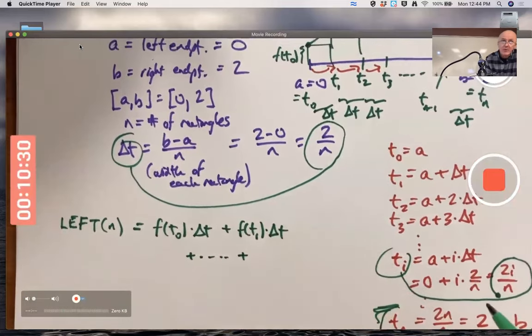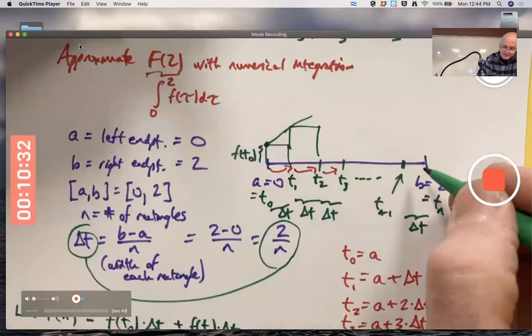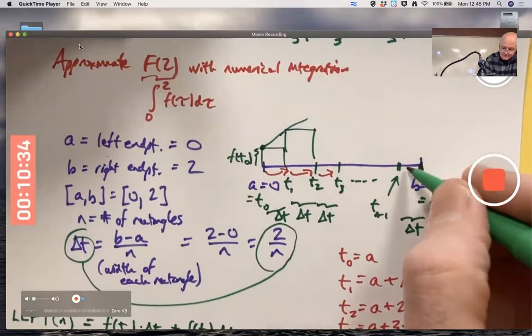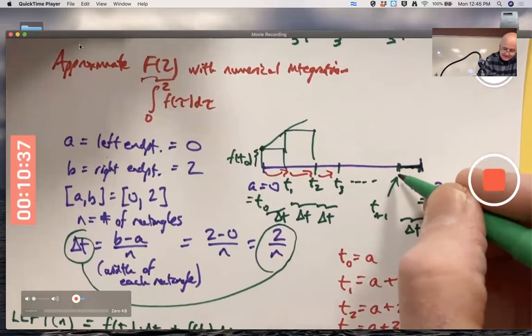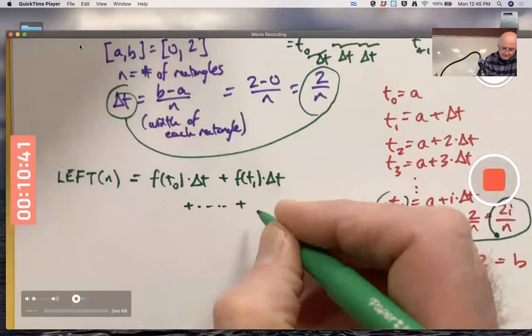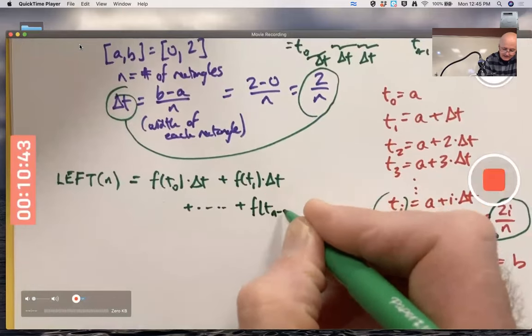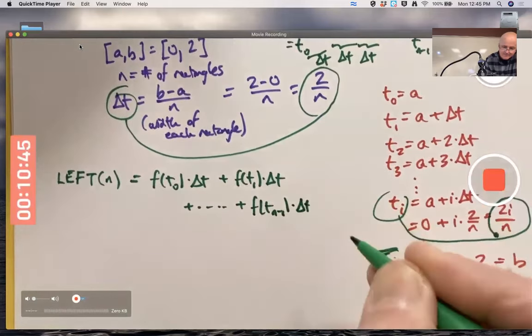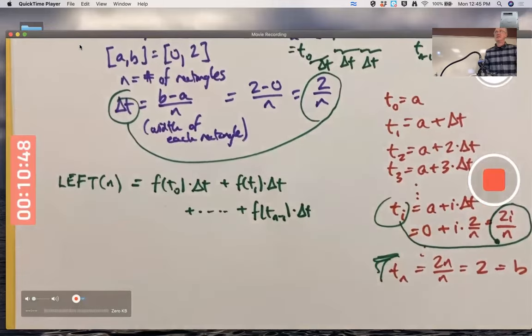I'm using the left endpoints for each interval. For the last interval, the nth interval right here, I use its left endpoint, which is t sub n minus 1. Plug t sub n minus 1 into f and multiply times delta t, and that's the area of the nth rectangle.